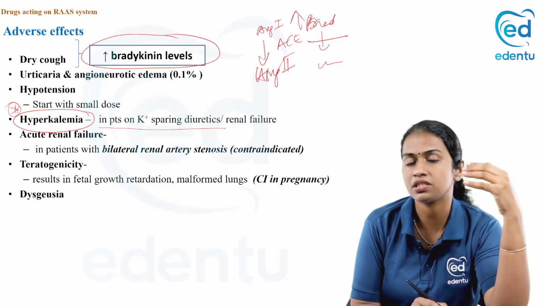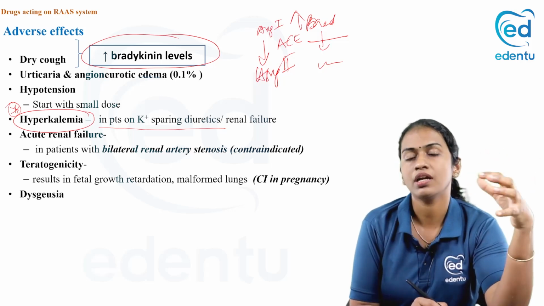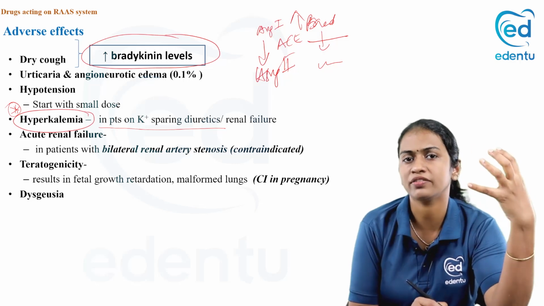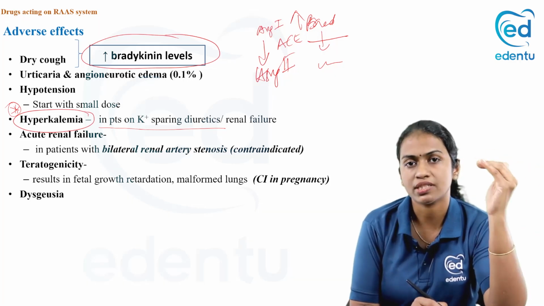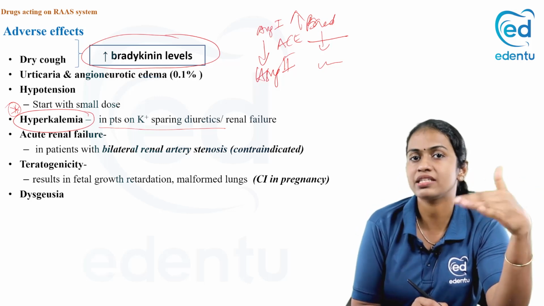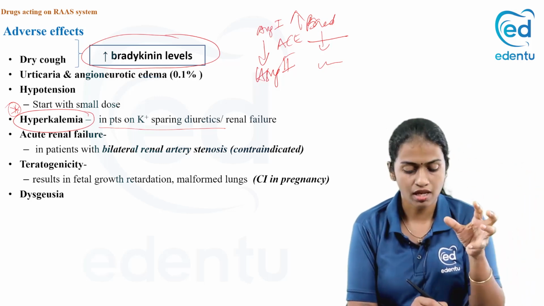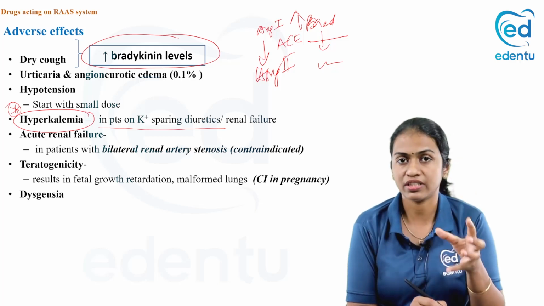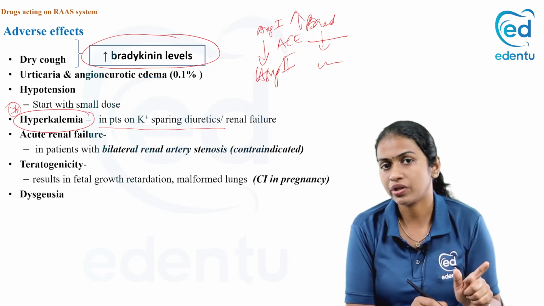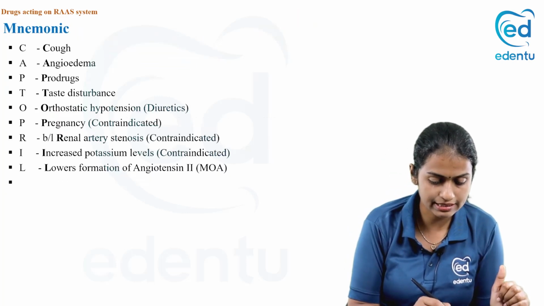One more thing, it is an excellent drug. So you start them on enalapril. Patient has this dry cough which is very irritating, which is impairing his quality of life. What you can do? You can stop ACE inhibitors and start him on ARBs. We'll see in the coming slides why ARBs do not have the side effect, but ACE inhibitors have, because of increase in bradykinin levels. Then hyperkalemia, acute renal failure and bilateral renal artery stenosis, teratogenicity, dysgeusia.